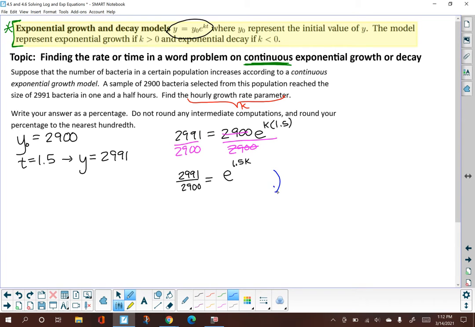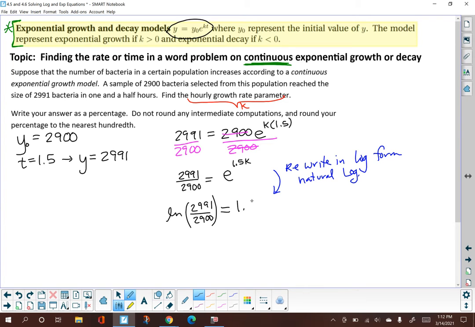So we can rewrite this into log form, because right now it's an exponential equation. We can turn it into a logarithmic equation. It's going to be a natural log because it's base e. So this will be the natural log of 2,991 over 2,900 is equal to the power 1.5k. So maybe it looks like I didn't use the e, but remember it's a base e log, so it's a natural log. So the e did get used there. So we converted this exponential equation into a logarithmic equation, and our goal is to solve for k.